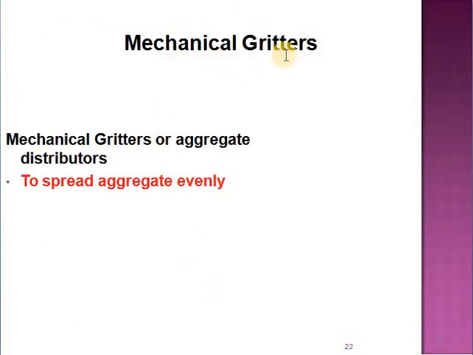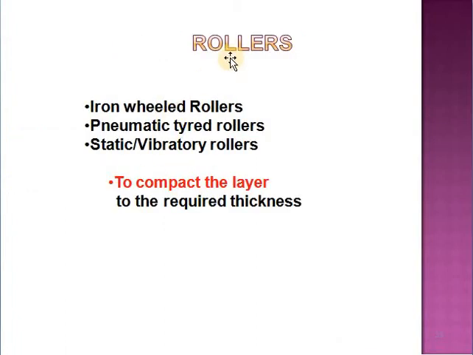And next is mechanical gritters. Mechanical gritters are aggregate distributors to spread aggregate evenly. So what will they do? These gritters do the spreading of aggregate evenly. And next, rollers. Iron wheel rollers, pneumatic tire rollers, static or vibratory rollers. So to compact the layer to the required thickness. What does this roller do? To compact the layer to the required thickness.